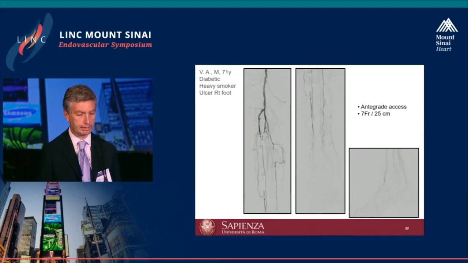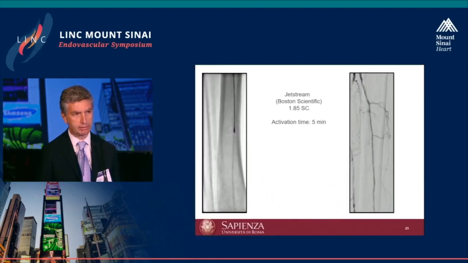This is just to show you a case of a complex patient who is diabetic, a heavy smoker, with an ulcer on the right foot. You can see multiple disease in the anterior tibial and the posterior tibial with a pretty long amount of calcium and very poor distal runoff at the level of the foot. After the standard recanalization, you can see here also the amount of calcium. We used the Jetstream atherectomy, and immediately after, this was a pretty good outcome.